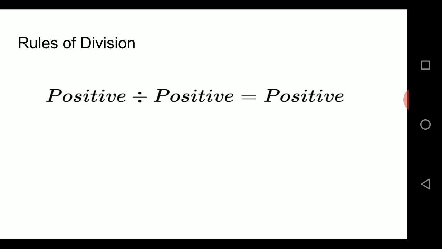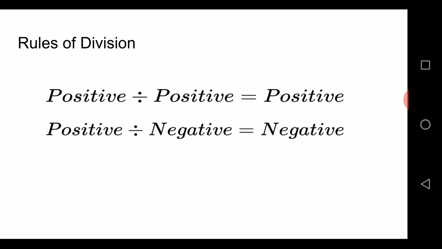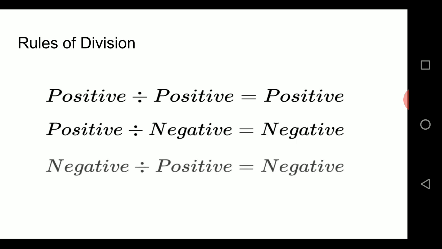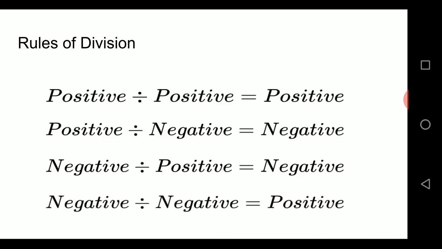So what are the rules for division? When you divide a positive number by another positive number, you are going to get a result which is also positive. If you divide a positive number by a negative number, you're going to get a negative number. And if you change the order, if you divide a negative number by a positive number, there's no difference. You're still going to get a negative number. And finally, if you divide a negative by another negative, it's going to be a positive number. The result is with the positive sign.